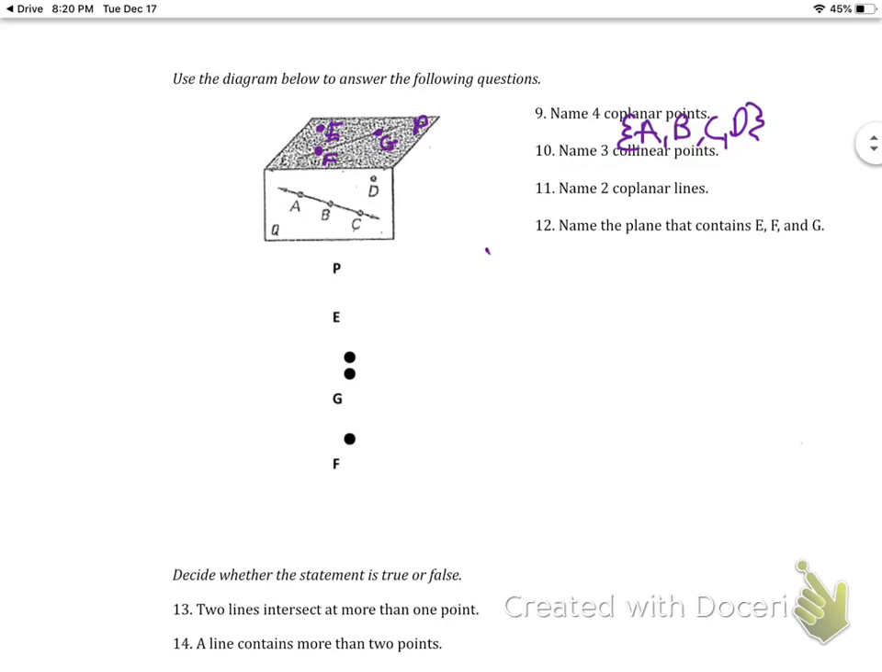So name 3 collinear points, so 3 points that lie on the same line. So once again, if we look up the top, you see that F, G are the only 2 points named on that line, but A, B, and C are all on the same line. So once again, I have A, B, and C.